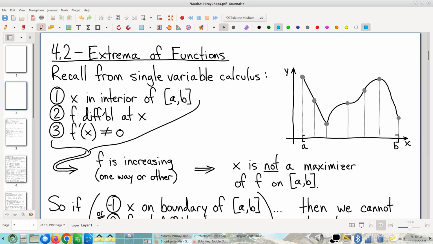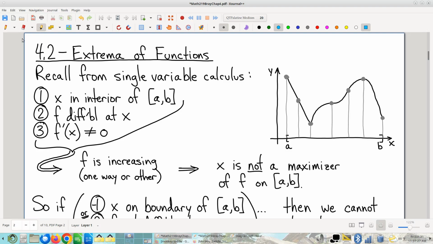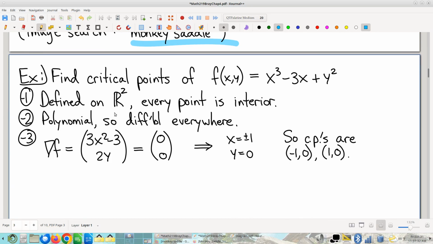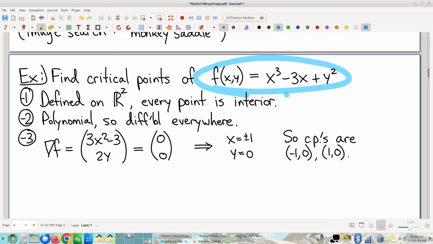Okay, so moving along. Let's do one. We're going to find all the critical points for this function right here. Now notice this function is defined everywhere. So the domain is R2. Every point in R2 is interior. There is no boundary for R2. So, did we find any boundary critical points? Nope, there aren't any.